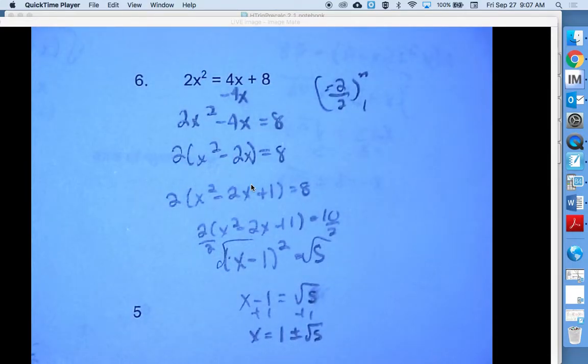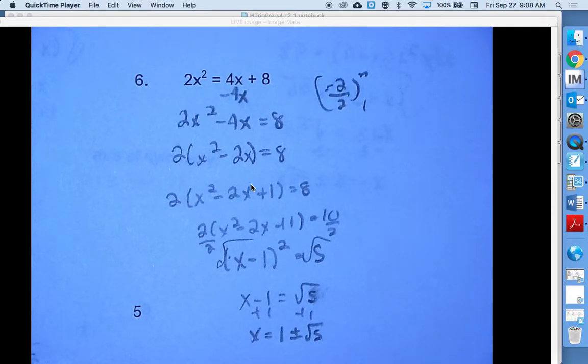Okay, so I started off by giving all the x's to one side. So I got 2x squared minus 4x. And then I took out 2 because it's common in both of them. And then I did the equation, so negative 2 over 2 squared is 1. So 2 and then x squared minus 2x plus 1 equals 8. And I divided both sides by 2 to end up getting just that. And then I factored it to get x minus 1 squared.